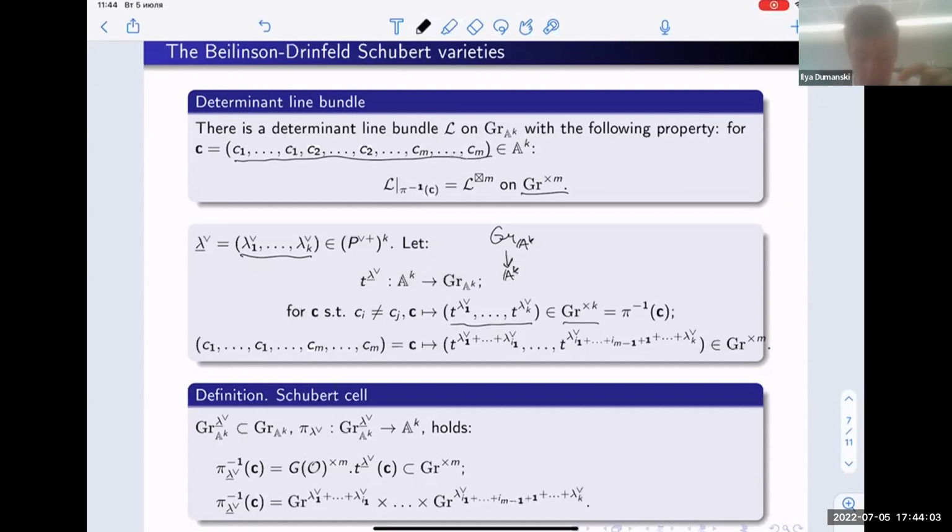Okay, and what happens if we glue some of the coordinates is that the corresponding coweights just sum up. The first two affine Grassmannians become a single affine Grassmannian, as I illustrated, and these coweights just add up to each other. And what we get as the value of our section at a point where there are i1 coordinates equal to c1 and so on, im coordinates equal to cm, is this point where the corresponding coweights also sum up. And this point is lying in the m-th power of the affine Grassmannian.